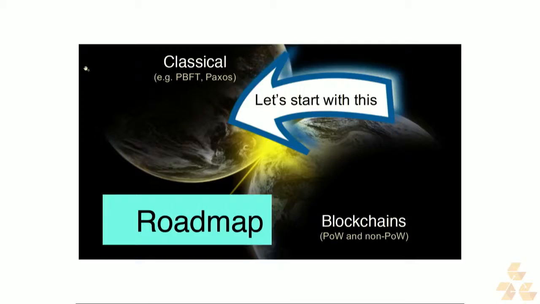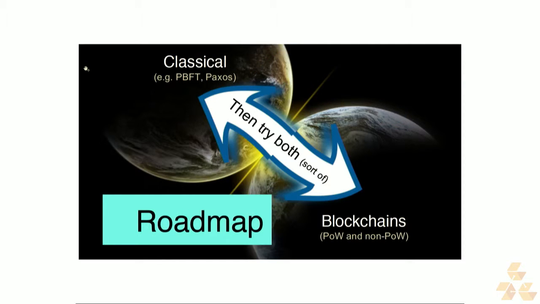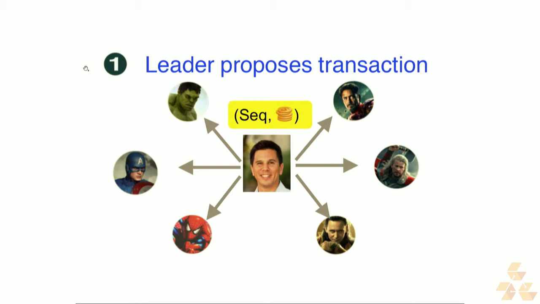Okay, so to explain how this works, I'm going to start by explaining a little bit about classical protocols. And then later on, we're going to try to show how to leverage a blockchain in order to resolve some of the issues with the classical protocols. Here's a very typical approach, a very simple starting point for getting a classical consensus protocol. We have some leader, this guy, and he will propose transactions with some sequence number, 1, 2, 3, 4, 5. And he sends it to all these other players.